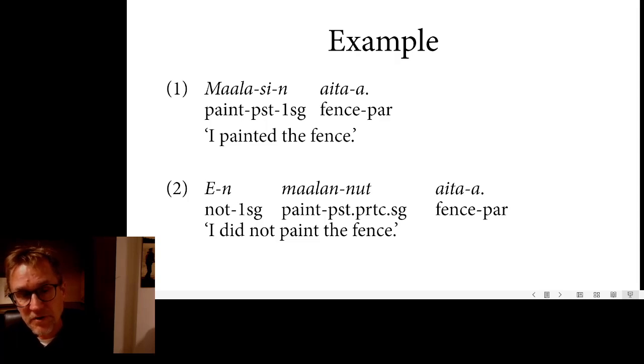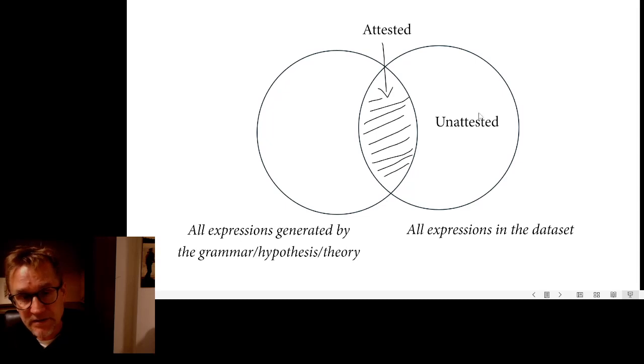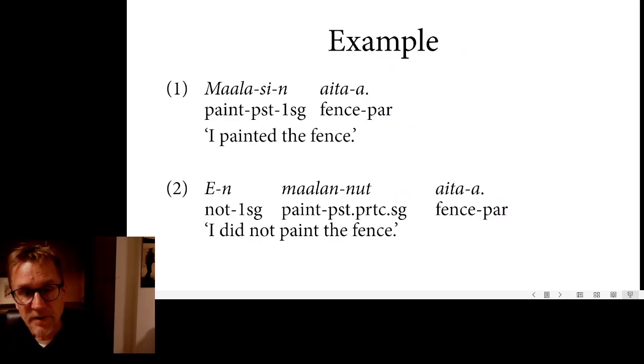If we want to develop a theory or hypothesis concerning this agreement pattern, we also have to test it against unattested examples, sentences which never occur as part of normal communication or normal language use in Finnish. The question here is, how can we do that? Where do we find these unattested expressions if they are never attested?